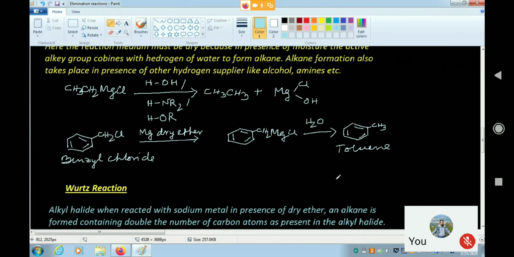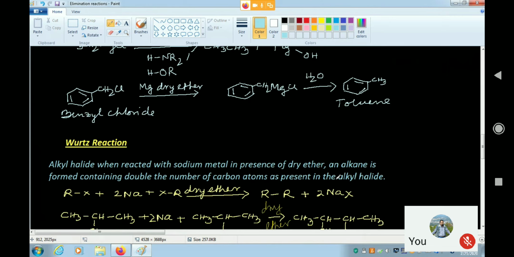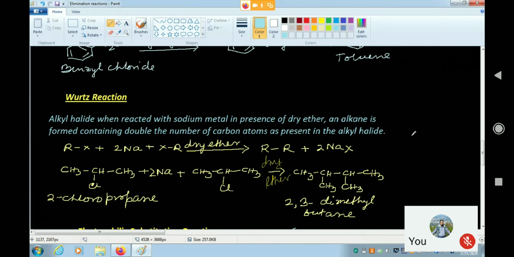Next, another kind of reaction, which is a reaction with metal, is the Wurtz reaction. In this reaction, alkyl halide is treated with metallic sodium in presence of dry ether, where 2 moles of the alkyl halide combine to form an alkane with double the number of carbon atoms as present in the alkyl halide.